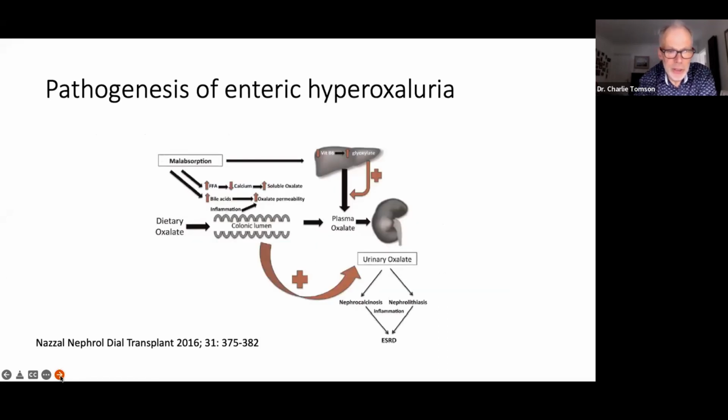If you want one review, a very good up-to-date review, I don't know whether it's freely available, but I think it might be. This diagram summarizes the main pathogenic mechanisms with increased free fatty acids resulting in low calcium, resulting in an increased amount of soluble oxalate, and bile acids, as I've said, increasing oxalate permeability. With low B6 also may be contributing.